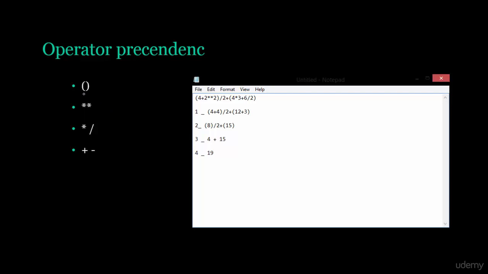Remember, the parentheses must be executed like this, then the exponent, then the multiple sign and division sign, then the plus or the minus sign.